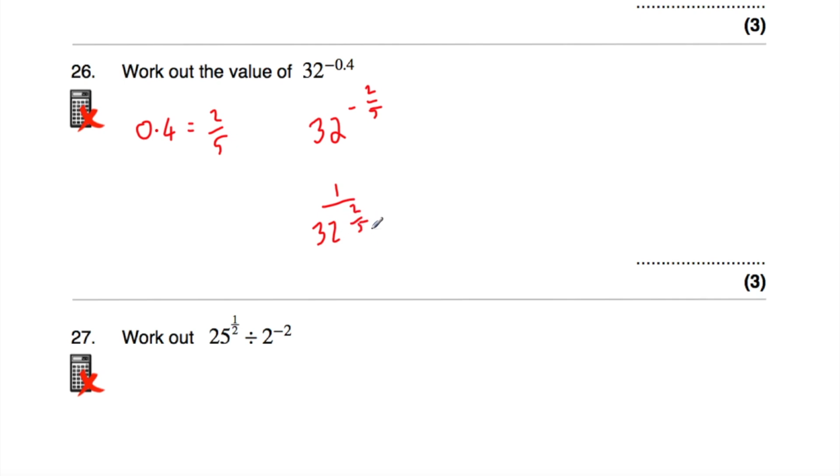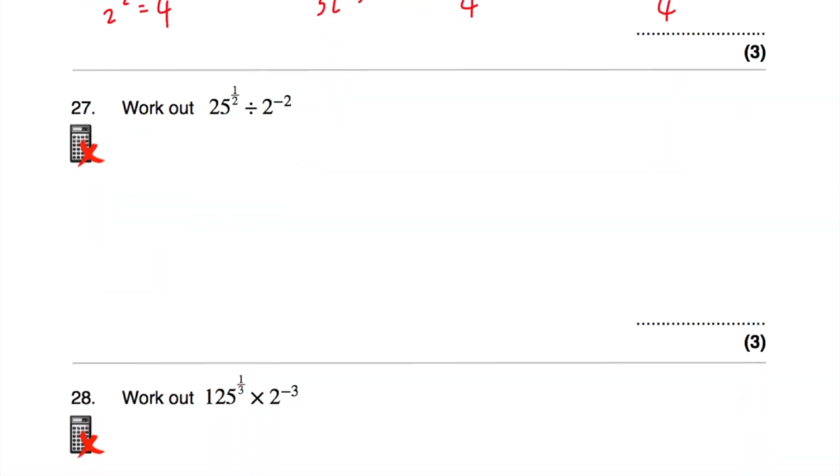And now we need to work out the fifth root of 32 and then square it. So the fifth root of 32 is equal to 2. I remember I said that you get to spot those answers quite quickly, because remember that 2 times 2 times 2 times 2 times 2 is 32. So the fifth root of 32 would be 2. And then we need to square it. So 2 squared is equal to 4. So that means that 32 to the power of 2/5 would be 4. So that means our answer would be 1/4. So 32 to the power of minus 0.4 is equal to 1/4. And that's it. Okay, let's look at our next question, question number 27.